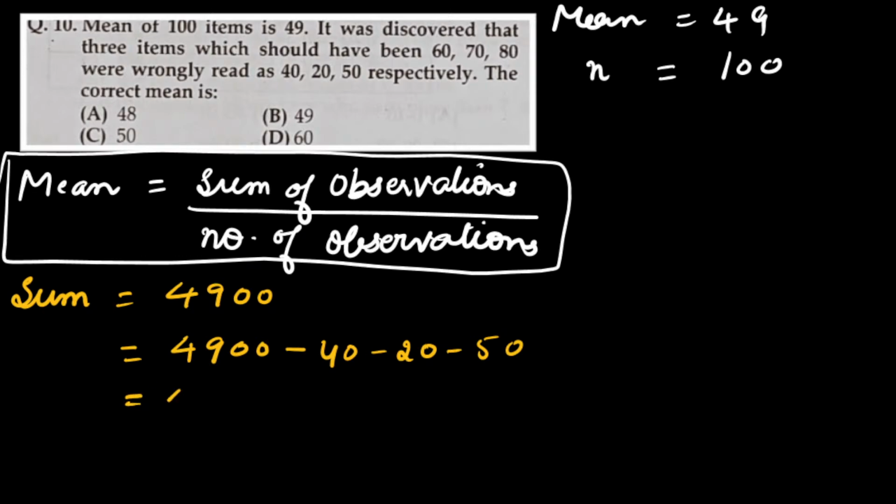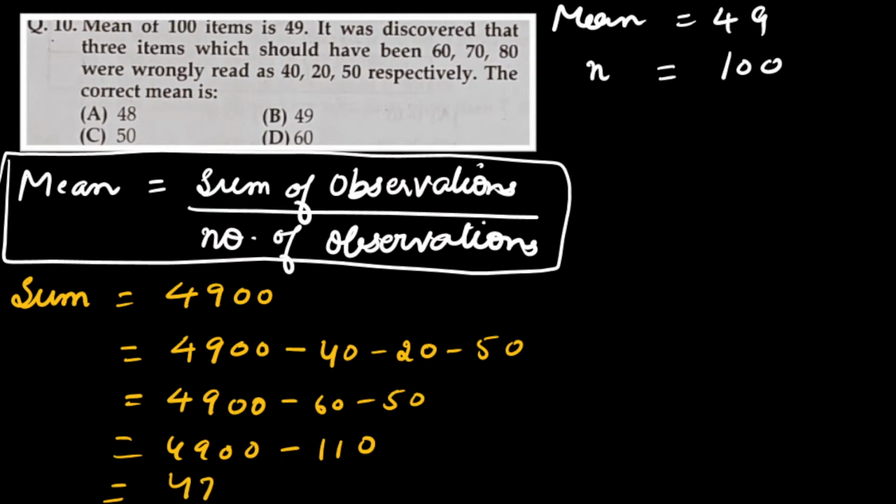So I'll just take 4900. If you add also, because minus minus plus, so minus 40, minus 20, minus 50, minus minus plus, so 4900 minus 110. Shiv Shankar has given 4790. I want others also to check. So directly now I am writing 4970. So this is the sum.